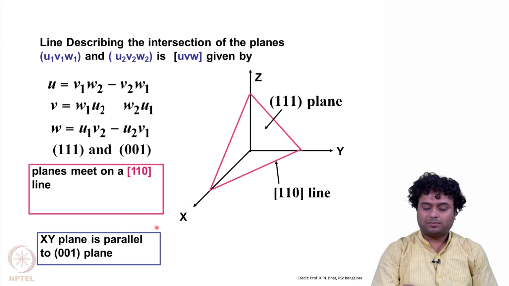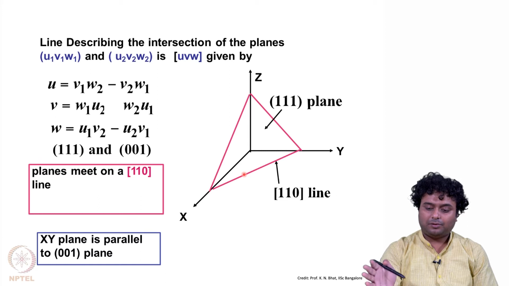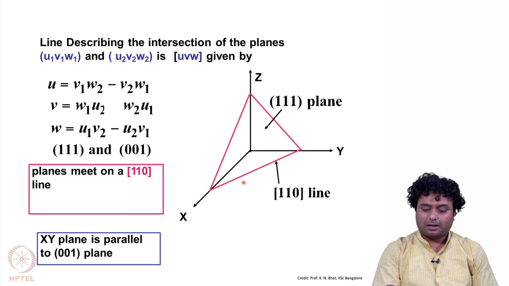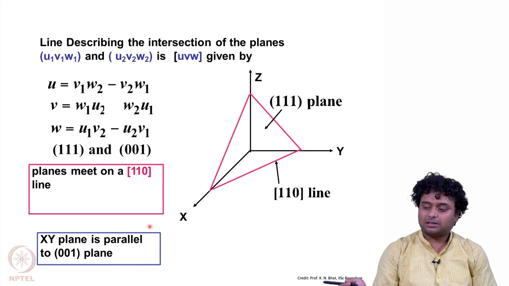So as we were discussing, this 111 plane intersects the xy plane at the 110 line, right, correct, because if you draw a plane at this 110 line, then it will be parallel to the z axis, right. So this is the 110 line where it is intersecting. Another thing we already know is that the xy plane is parallel to the 001 plane, because the 001 plane cuts the z axis at z equal to a, let us assume, and the xy plane is parallel to that plane.